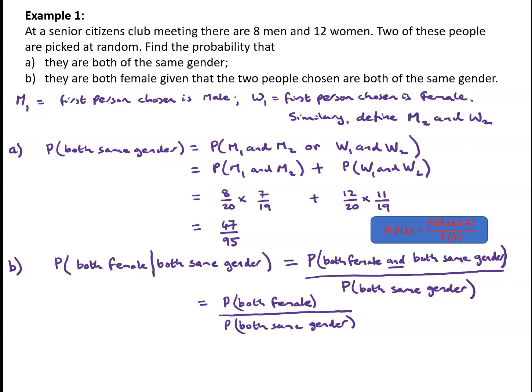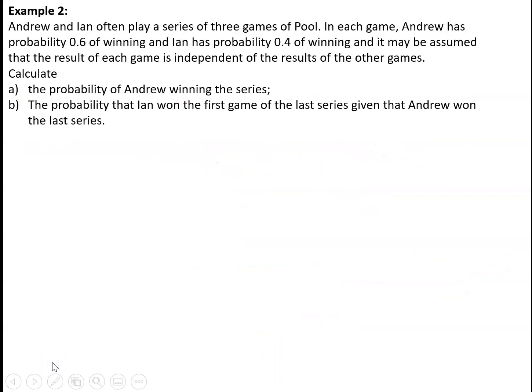We know the probability they are both the same gender is 47/95ths, and we know from our previous working that the probability they are both female is 12/20ths times 11/19ths. So my calculation is going to be 12/20ths times 11/19ths divided by 47/95ths, which ends up giving me 33/47ths.